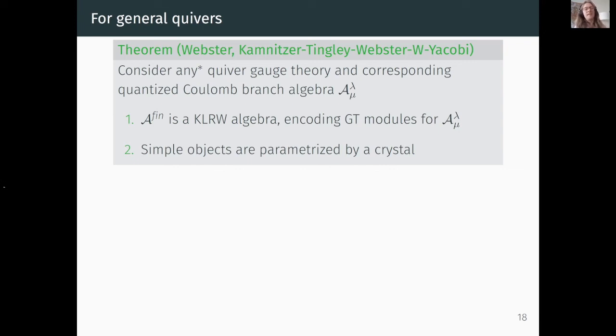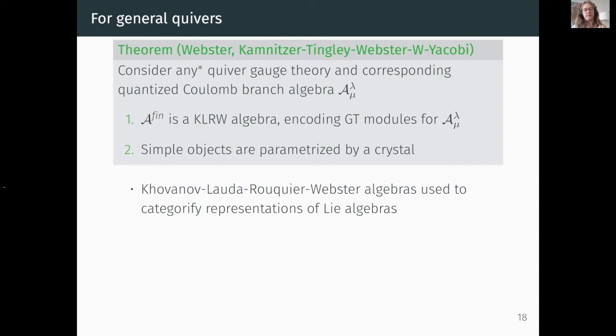This is the theorem. So this Khovanov, Lauda, Rouquier, Webster algebra may be familiar to some of you, that's related to, say, categorification. They're also called quiver Hecke algebras. So this is appearing in this Coulomb branch theory by taking this finite dimensional version and so on. So there's a big story here about categorification, which I won't get into today, but again, remarkable that it just sort of pops out of this Coulomb branch picture. Well, okay, so here, back to Yangians.